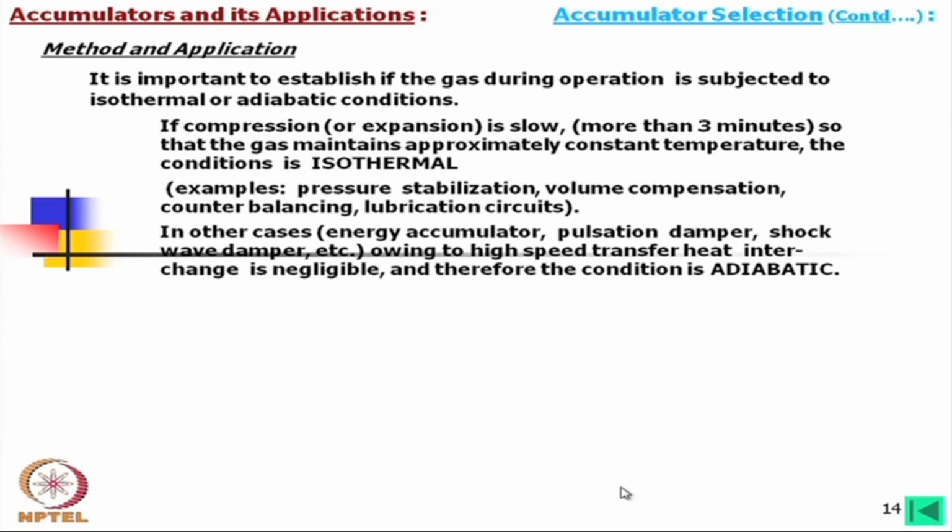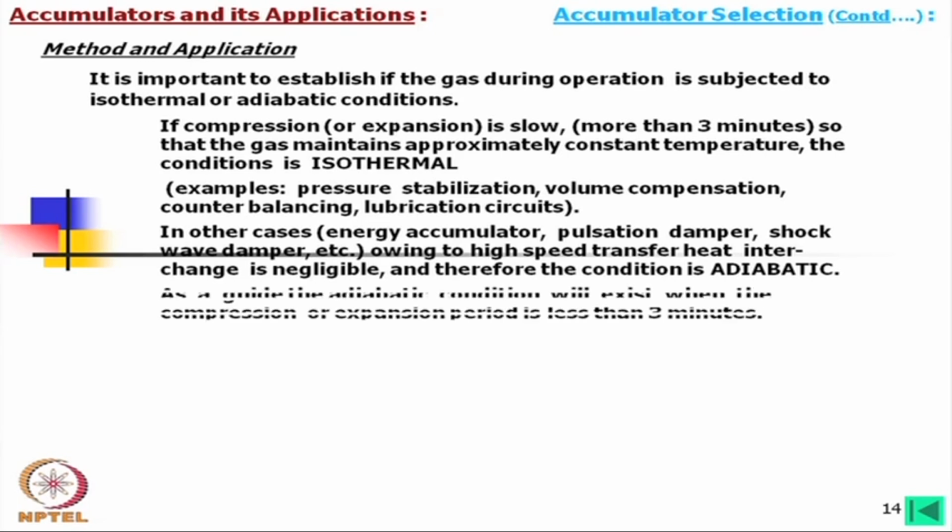In other cases, such as energy accumulator, pulsation damper, shock wave damper, etc., owing to high speed transfer, heat interchange is negligible and therefore the condition is adiabatic. Okay. As a guide, the adiabatic condition will exist when the compression or expansion period is less than 3 minutes. This guide is just a thumb rule. If it is less than 3 minutes, then you may consider the condition to be adiabatic. Okay.